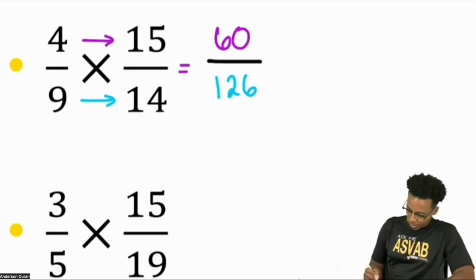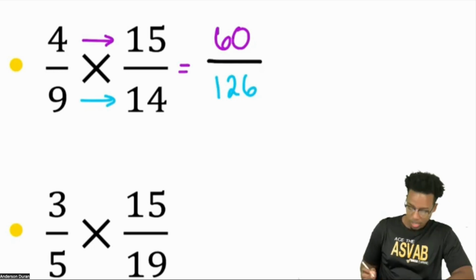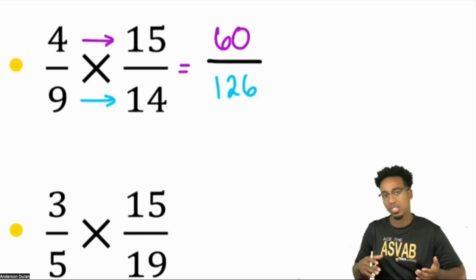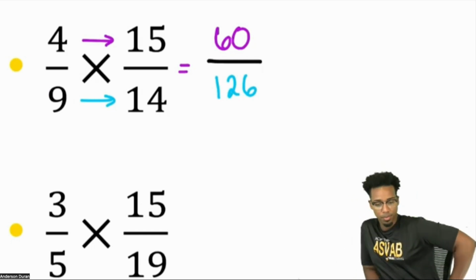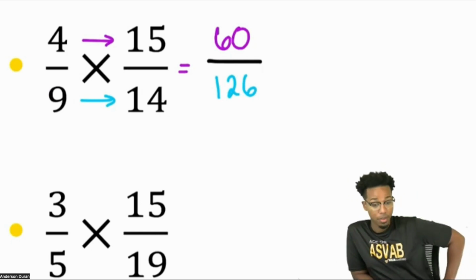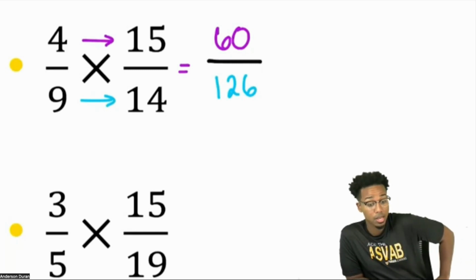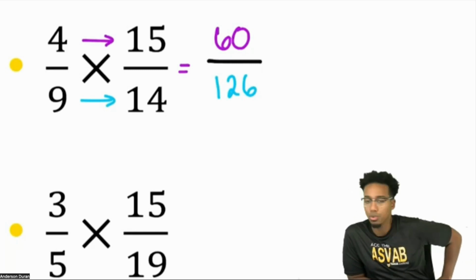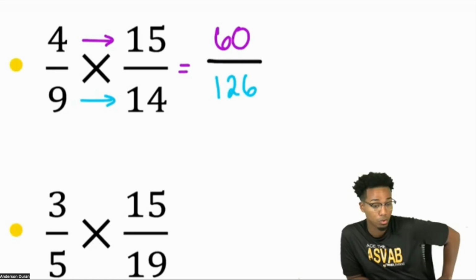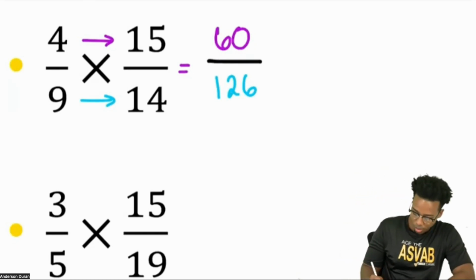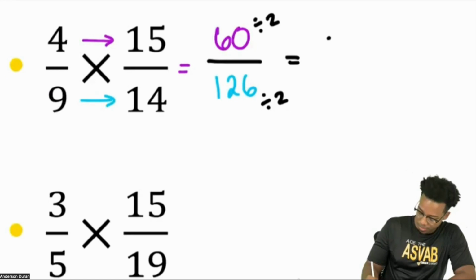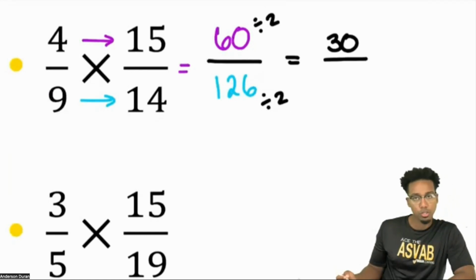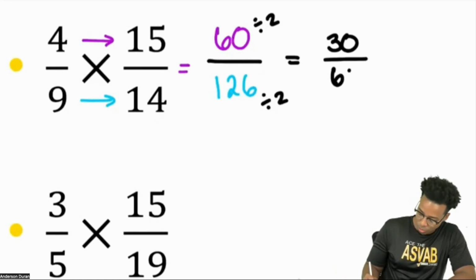So everybody, 60 and 126. What number goes into both 60 and 126? If you knew, you could say 6. You could say 2. You could say 3, right? Because those would both work. But let me go ahead and start with a smaller number. 2 would work. Let's divide them both by 2. So 60 divided by 2, that's going to be 30. 126 divided by 2 is 63.